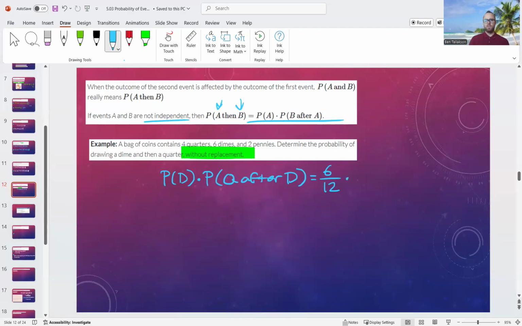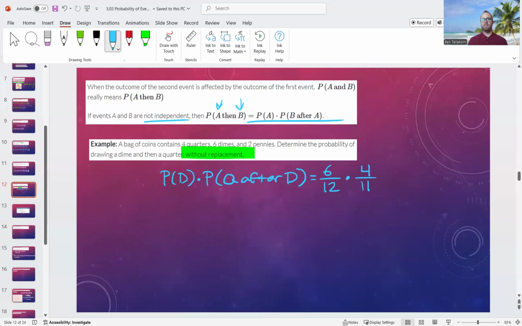Okay. So what happened? A dime was pulled out, not put back. Then a quarter. So how many quarters are left in the bag? 4. We did not take out any, but how many coins are left in the bag? Be very careful. We didn't put that dime back. There are 11.